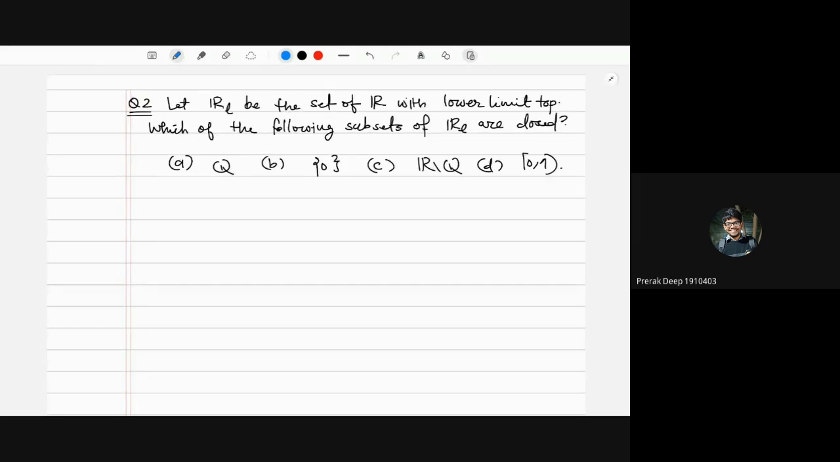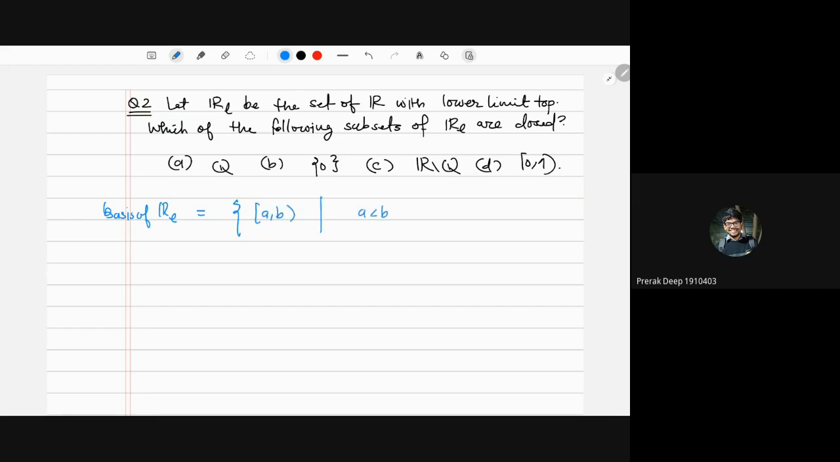And just to recall, what is the lower limit topology? So the basis of R_L is given by these sets.